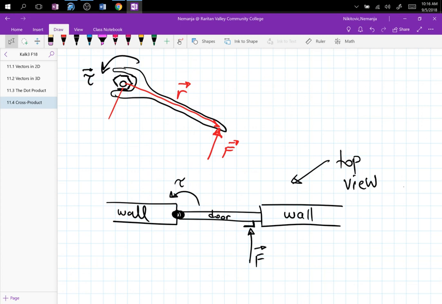And that's it. I hope you're not disappointed. That's the torque. Bye.